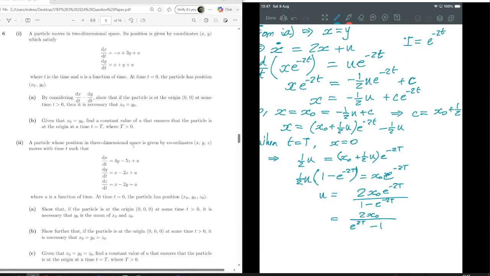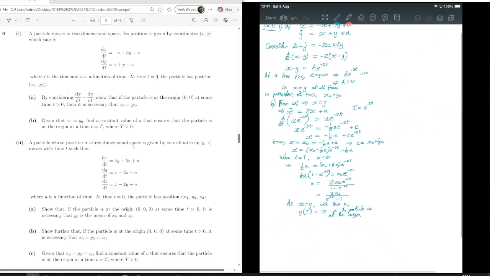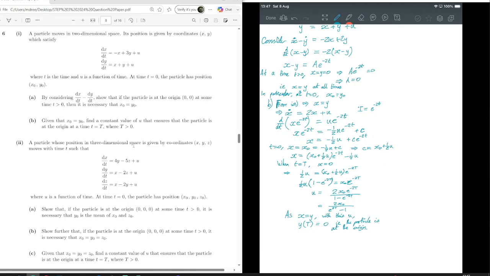So u can be this constant, and as x equals y, with this u, y at time capital T is also equal to 0, i.e. the particle is at the origin. Exactly what we wanted from this part of the question.